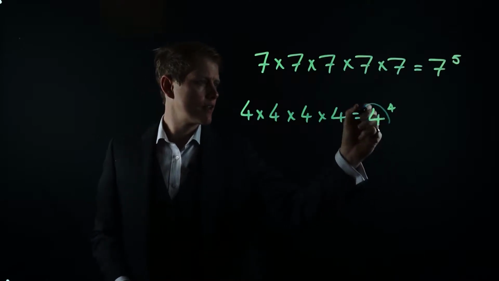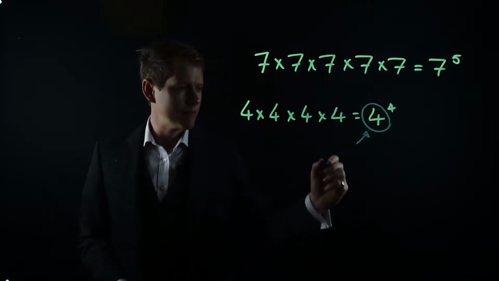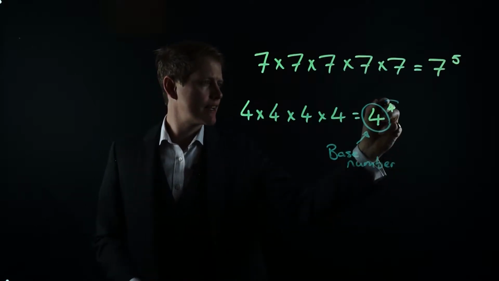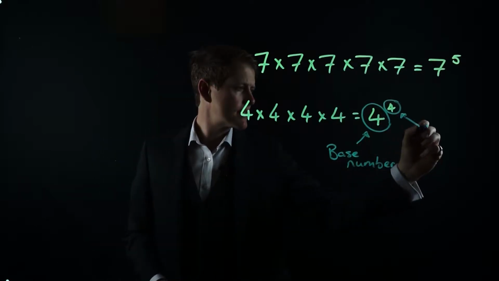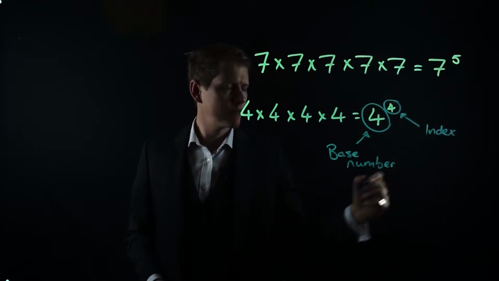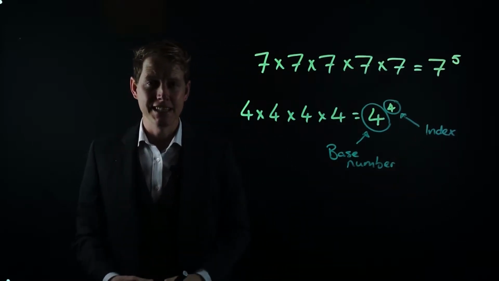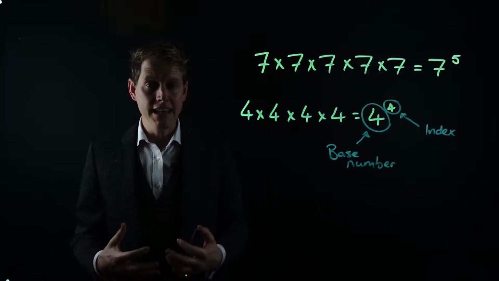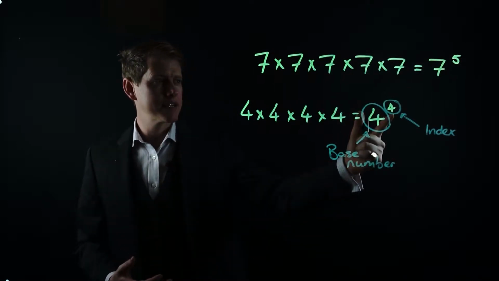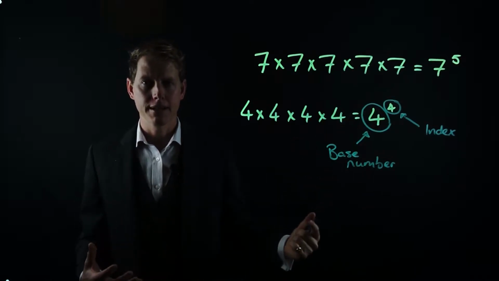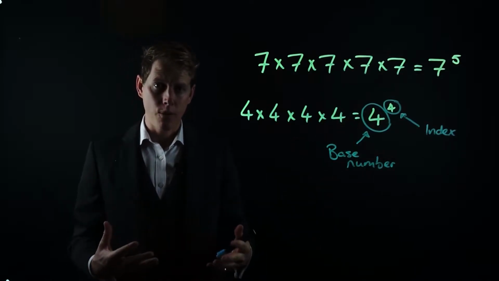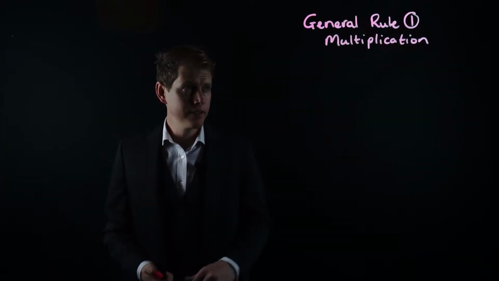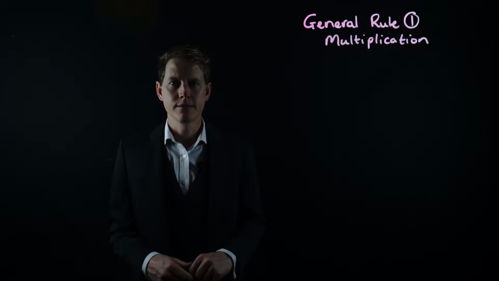In this case, we refer to that number as the base number, and this number over here is the index number. When we refer to indices, indices are just the plural of index. And the index number tells us how many times we're multiplying the base by itself. The rules apply with letters and numbers alike. Okay, to get us started, there are 5 general rules that we need to be aware of.